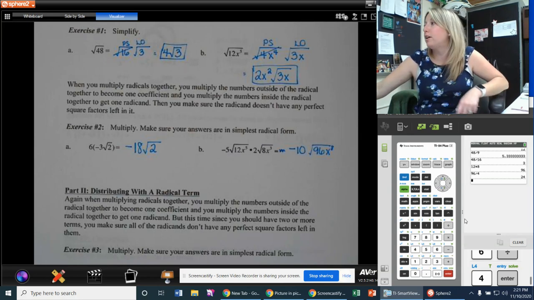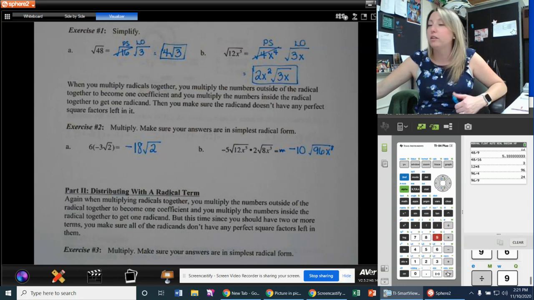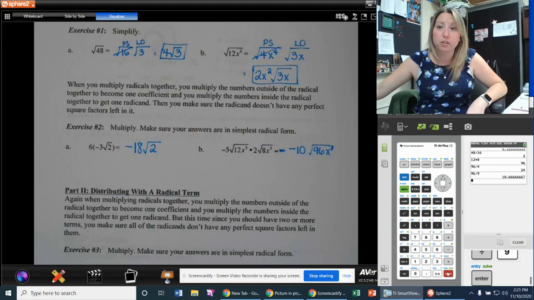So I know that 96 isn't evenly divisible by 9 because its digits do not add up to something evenly divisible by 9. 9 plus 6 is 15, not divisible by 9, so 96 isn't. But 96 is divisible by, oops. There we go. Try it again. Divided by 16.